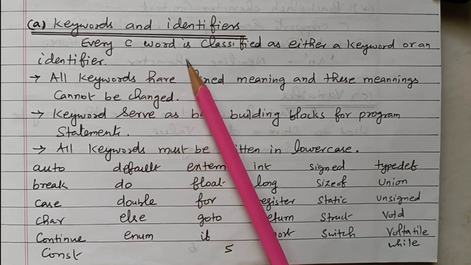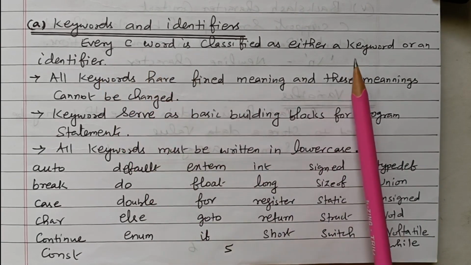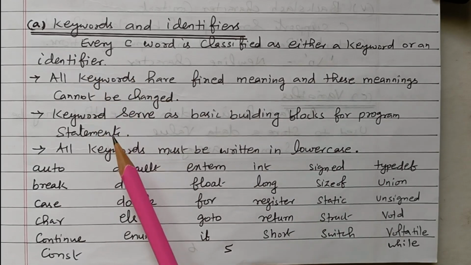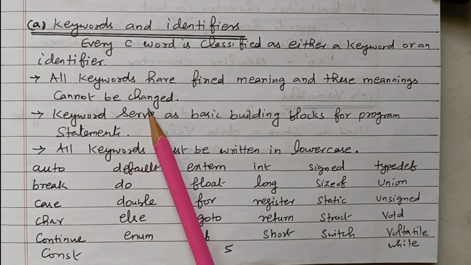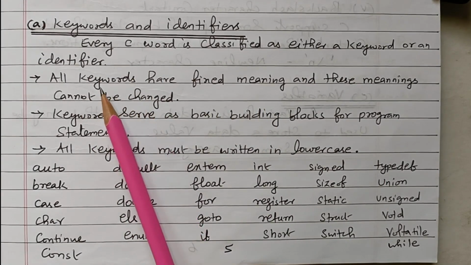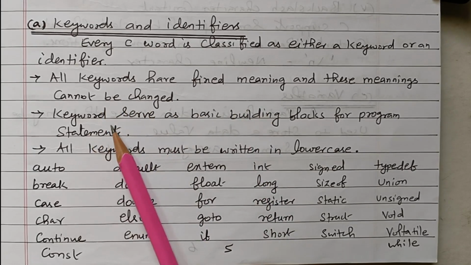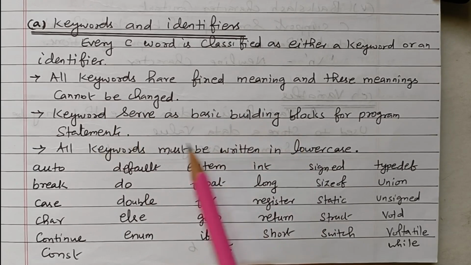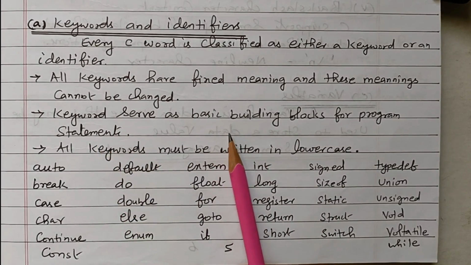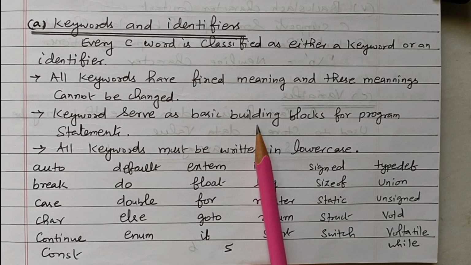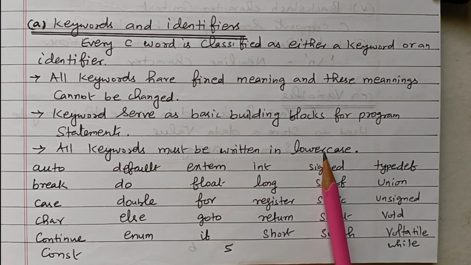Every C word is classified as either a keyword or an identifier, right? A keyword has a fixed meaning, and this meaning cannot be changed. We cannot use it for any other purpose. That's why it is called a keyword, having a fixed meaning. Keywords serve as the basic building blocks for program statements. They have particular meanings and serve as basic building blocks while writing a C program. All keywords must be written in lower case, right?